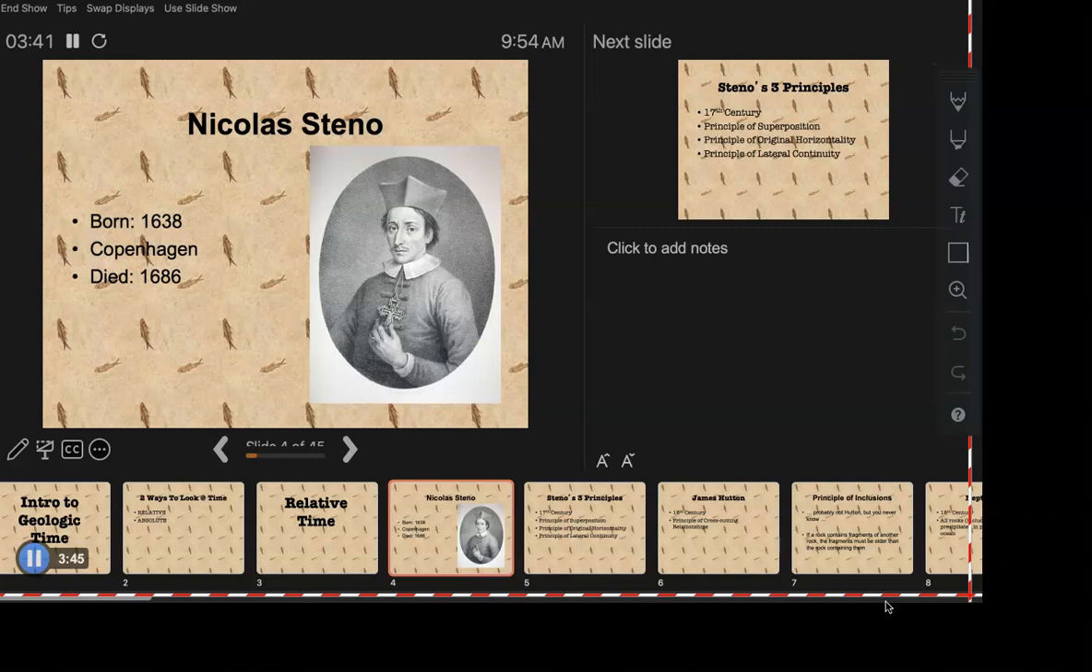All right, Mr. Steno. He is one of the founding fathers of geology, and he was born a really, really, really long time ago and didn't live that long. But, you know, in the 1600s, folks didn't live that long in general. Don't worry about dates and places. If you care, feel free to write it down. Just giving you some background here.